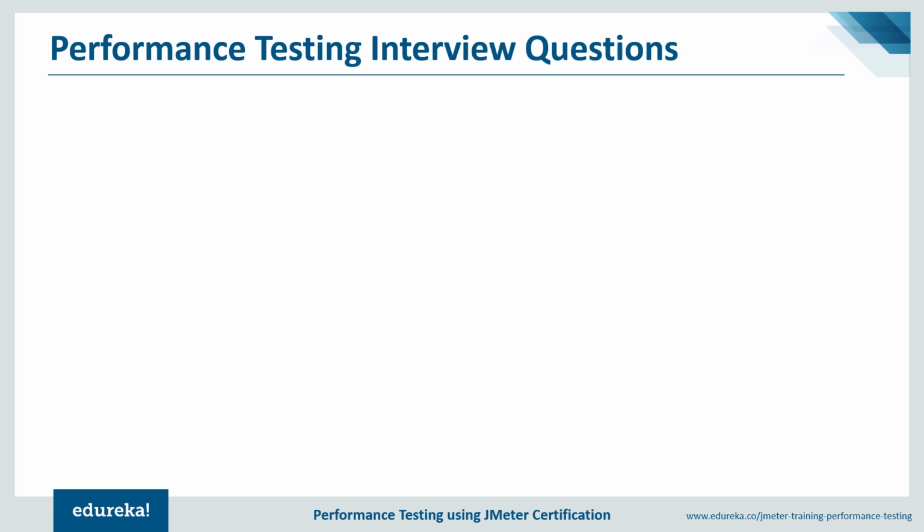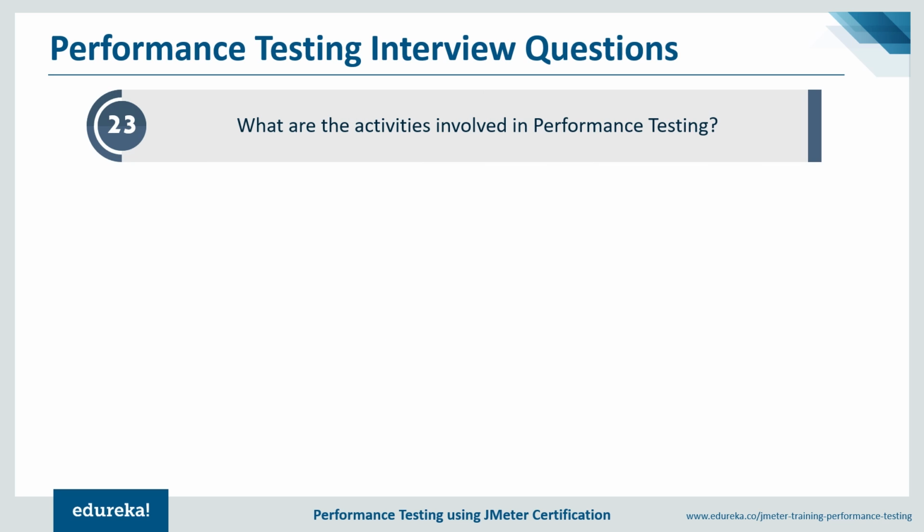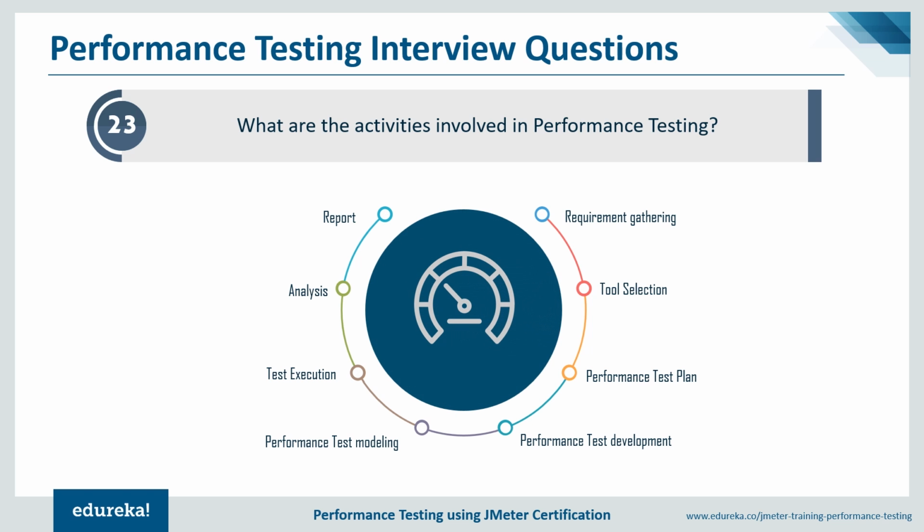Now moving on, the next question is, what are the activities involved in performance testing? At first we have to know all our requirements and make sure all of them are available. Next up we have the tool selection. Based on our requirements, we have to opt for a performance testing tool that will serve our purpose. The next activity is the performance test plan. First we have to plan exactly how the performance testing will take place. And then we have the performance test development.